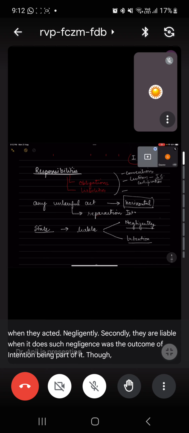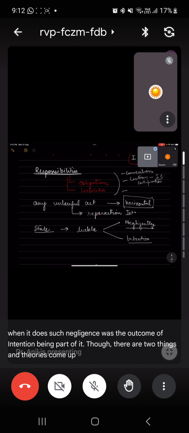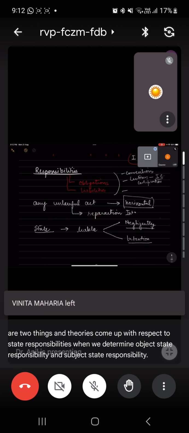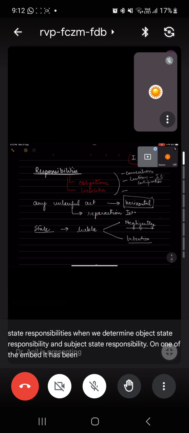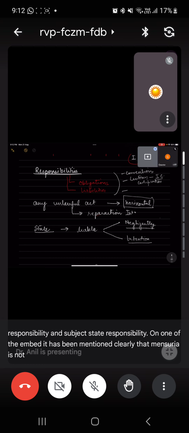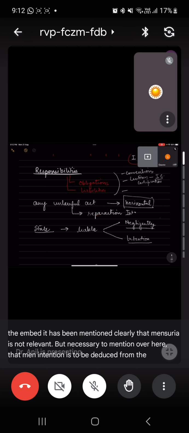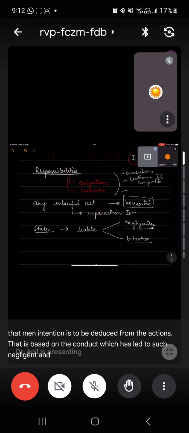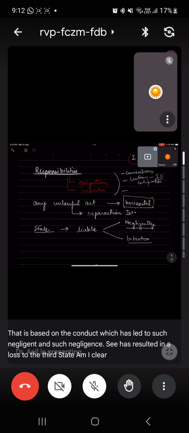Though there are two things, and theories come up with respect to state responsibility when we determine object state responsibility and subject state responsibility. On one of the ambits, it has been mentioned clearly that mens rea is not relevant. But it is necessary to mention over here that intention is to be deduced from the actions, that is, based on the conduct which has led to such negligence, and such negligence has resulted in a loss to the third state. Am I clear on this part?